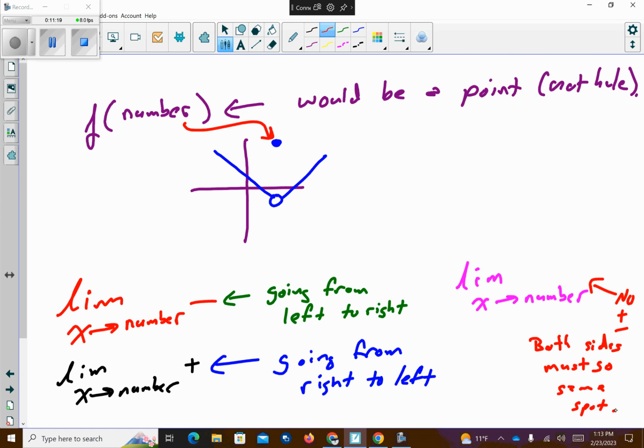So what does it mean if I don't give you a picture to look at? What should you use if I give you an equation? Graph it on Desmos, and then look at what the graph looks like. Okay?